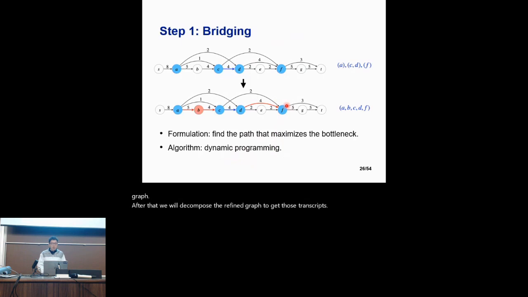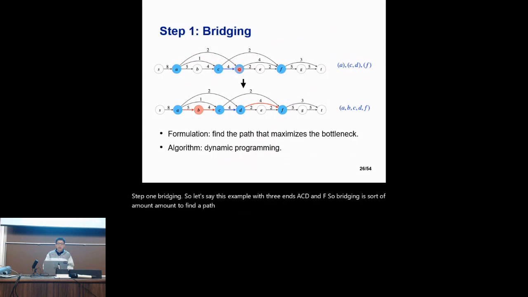So step one, bridging. Let's see this example with three ends, A, C, D, and F. Bridging amounts to finding a path from A to C and finding a path from D to F. But the question is, there might be multiple paths from A to C and multiple paths from D to F. So which one to pick?